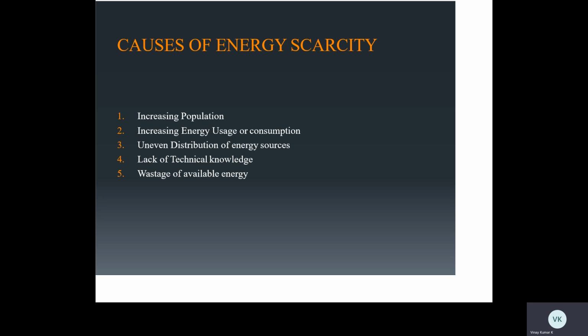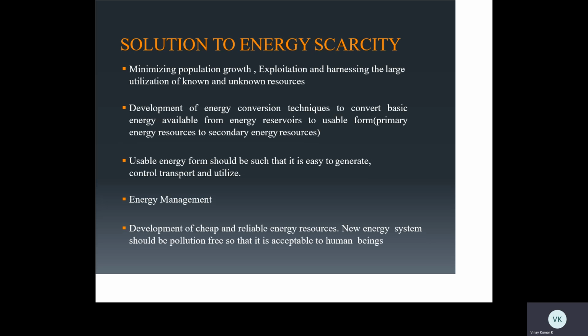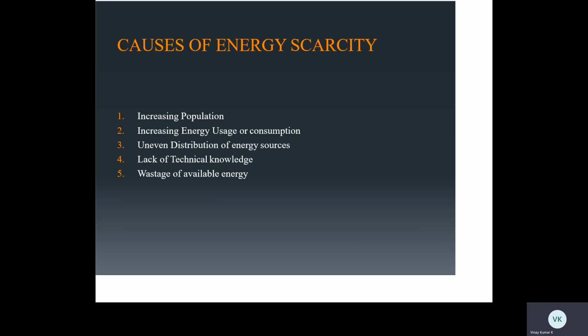The next thing is uneven distribution of energy sources. It is well known that very few wealthy countries have access to and actually use the largest part of the world's energy and material resources. The generation of environmental and social problems in several areas of the globe can be related to the uneven distribution of energy, and this may have a very high impact on environmental and political stability.